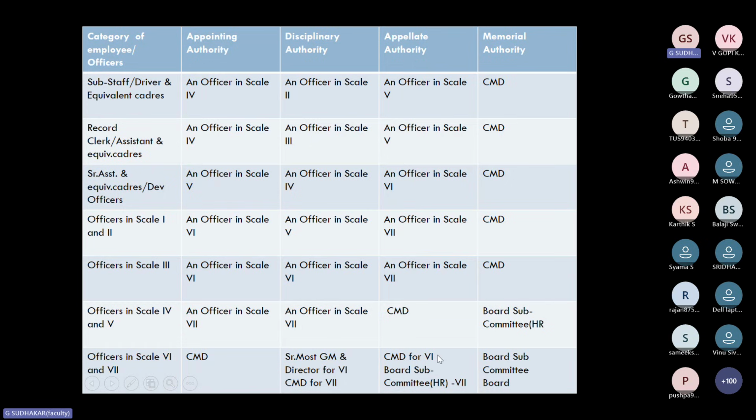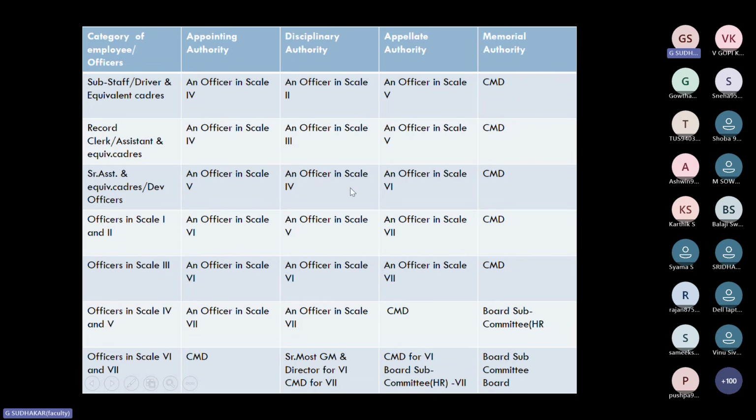Sorry, CMD is for scale 6, board subcommittee is the appellate authority for scale 7 GM, and board is the memorial authority for GM. And one more question, who is the memorial authority for RC, record clerk? One more question, 24. CMD is the memorial authority. So you go through the appointing authority, appellate disciplinary authority, memorial authority.